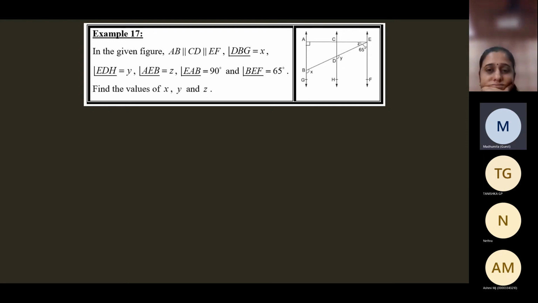90 degrees, ma'am. X is 90. You're trying to say corresponding angles, Madhumita? Yes, ma'am. Okay, fine. Which are the parallel lines, Madhumita? AB, CD, and EF. But to use a property, you will be taking only two lines. So which are the two lines?